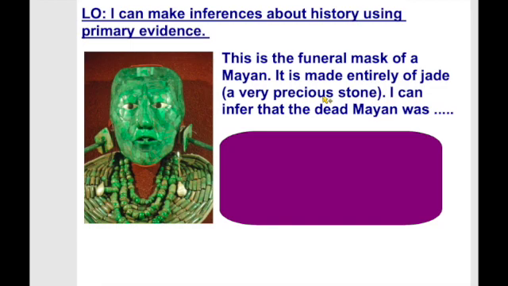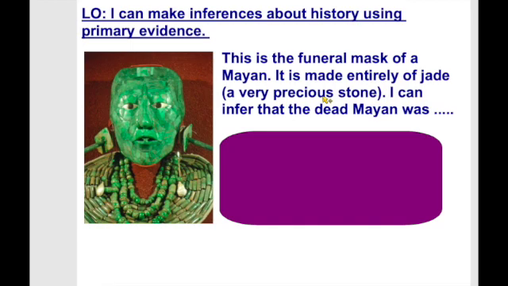Inferences are what we do in reading. We look for clues and we use the clues to come up with an idea or an answer or a theory. I've given the example many times of a character in a story who storms into a room, slams the door, has their arms folded, has a scowl on their face. We make an inference, we say that they are angry. So today we're going to be making an inference about history, and we're going to use primary evidence.